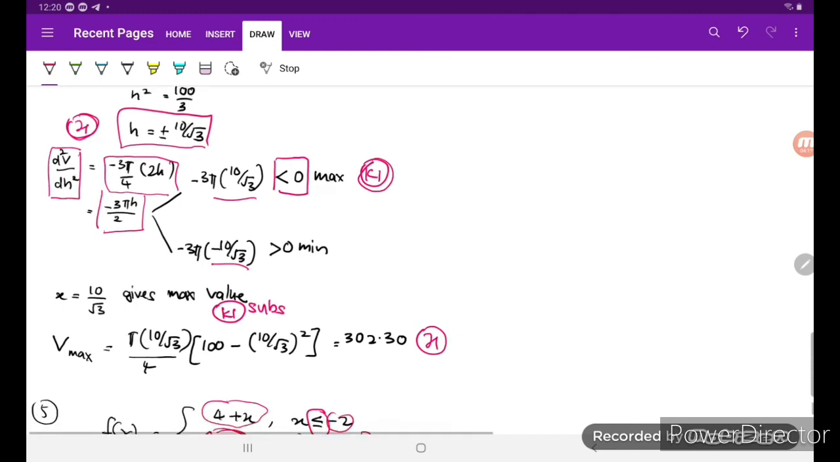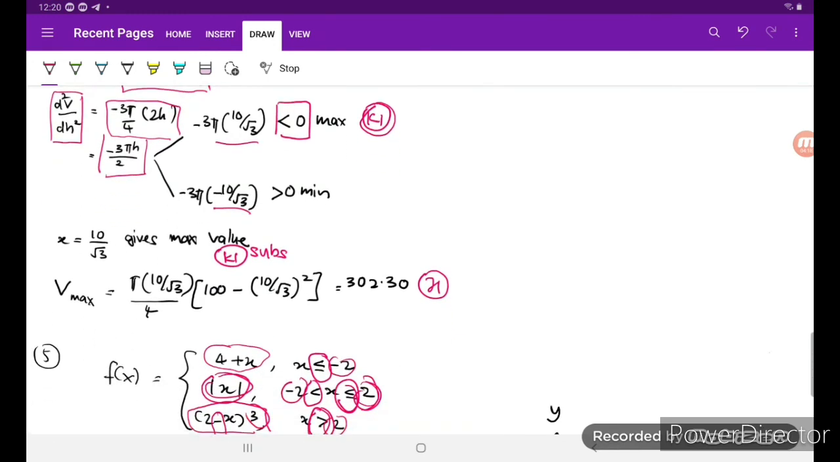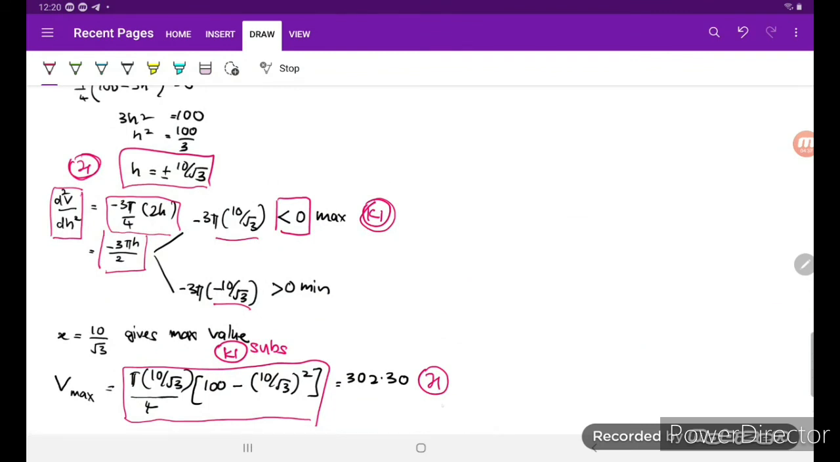So I get another mark here, K1, for using second derivative test. And then I substitute h into my volume equation. I will get K1 for substitution. And then for the answer, I will get another mark, 302.20.